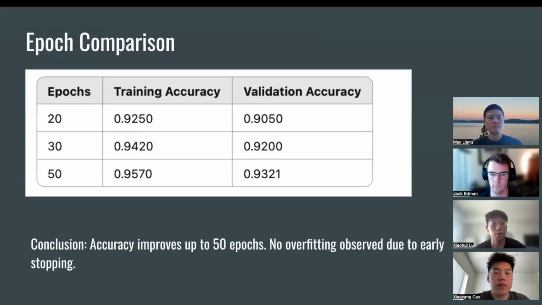We trained the model with 20, 30, and 50 epochs to study how training length impacts performance. The 15 epochs gave the highest validation accuracy. The accuracy did not improve as we increased the number of epochs up to 50, and there was no sign of overfitting, which suggests that early stopping or careful training helps the model generalize well. So 15 epochs is the optimal choice for this setup.